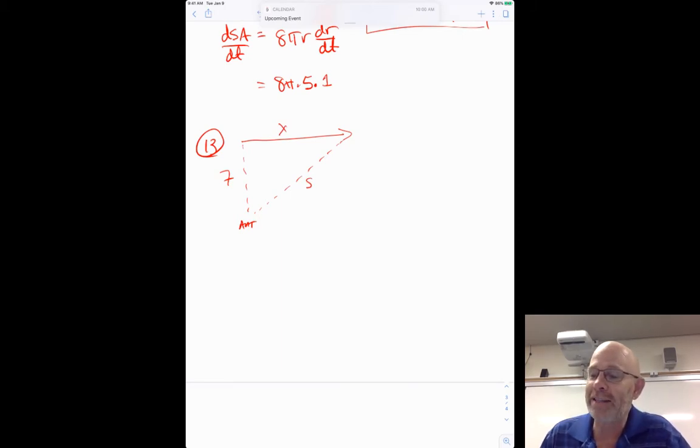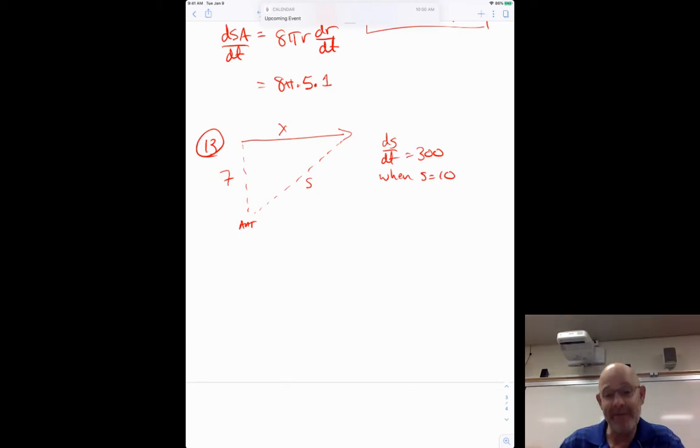The radar detects the distance is changing at a rate of 300 miles per hour. That's ds/dt is 300 when the plane is 10 miles, so when s equals 10. So the question is, find the speed of the airplane. So we need a variable that relates x, 7, and s. Pythagorean theorem would work, of course.